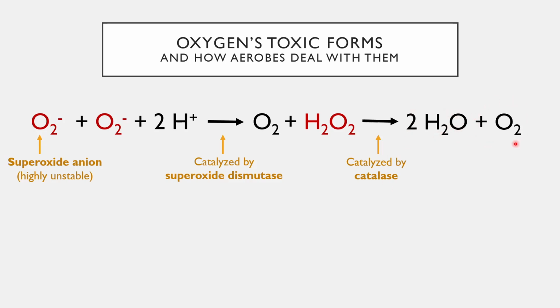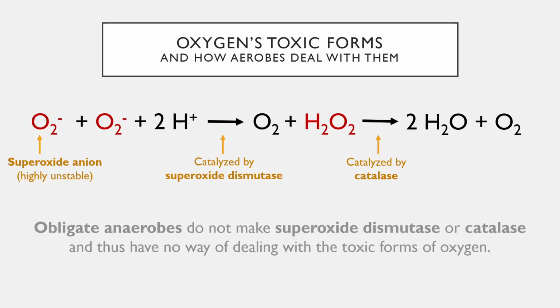The thing about obligate anaerobes is that they do not make these enzymes. They do not possess superoxide dismutase, and they do not possess catalase. This means that they do not have a way to clean up and get rid of these toxic forms of oxygen. Other organisms have these enzymes and are able to survive in the presence of oxygen as a result.